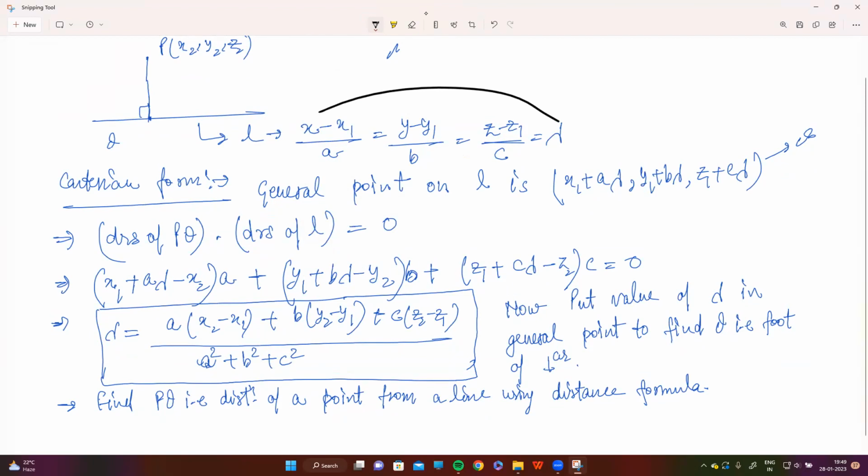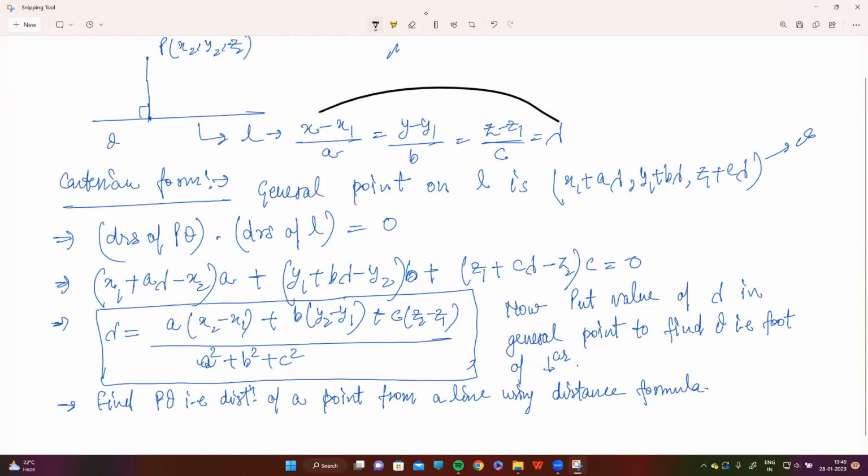You have to find that particular lambda for which this point Q can be defined. So the DRs of PQ dotted with the DRs of L must be 0. The DRs of L we know: a, b, and c. The DRs of PQ would be x1 plus a lambda minus x2, plus y1 plus b lambda minus y2, and similarly for z. Now, arranging them is a difficult task. That is why I have done it already.